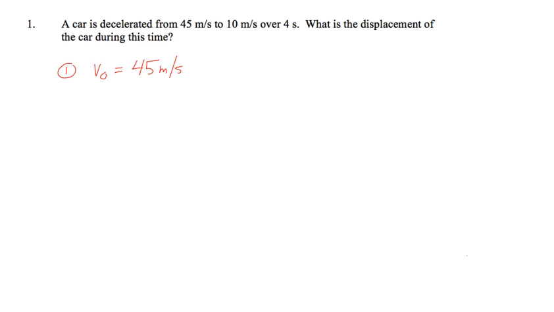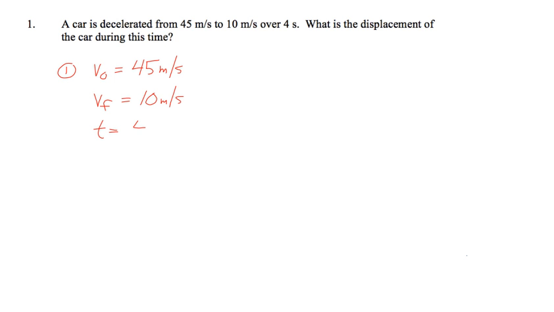So I'm going from 45 to 10 meters per second. So 10 meters per second would be what? The final velocity. So the final velocity is 10 meters per second. Over 4 seconds. 4 seconds is what? The time. So time is 4 seconds.